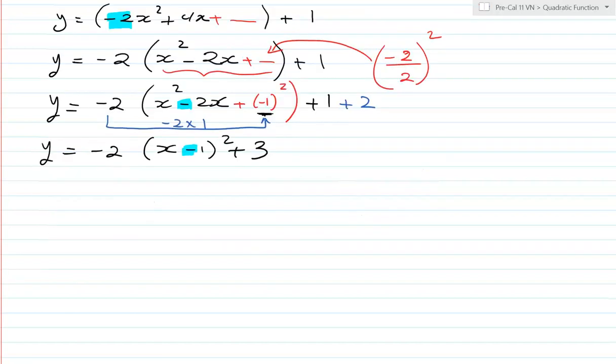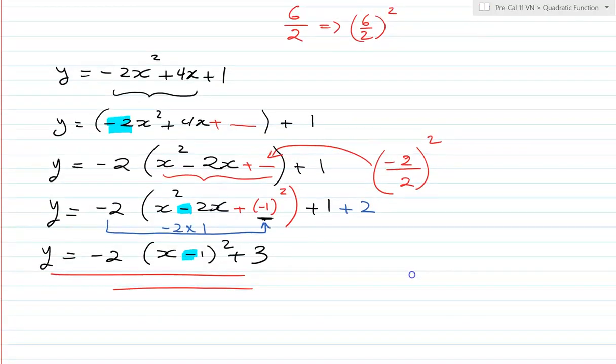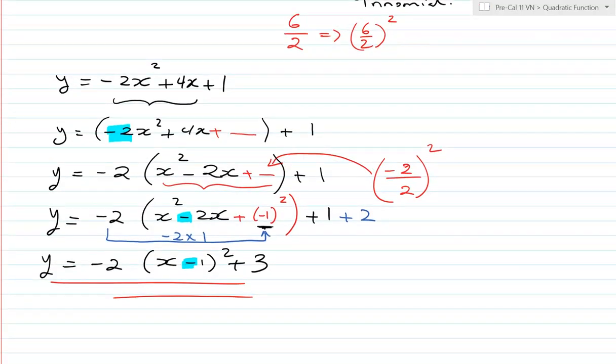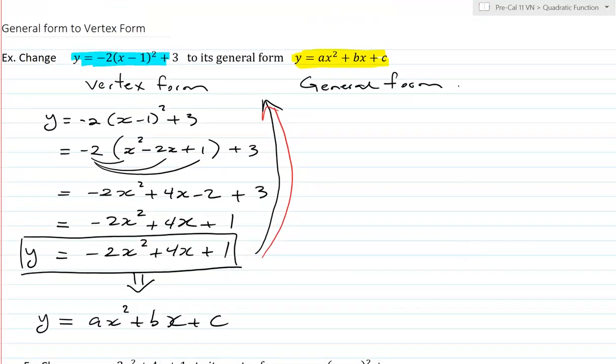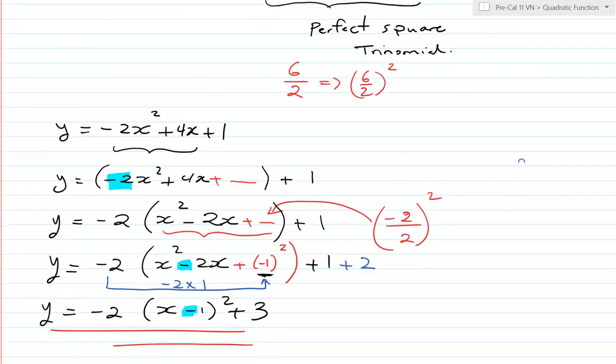Okay, now let's see if we did it correctly. All right, let's go back up. This is minus 2, x minus 1 all squared plus 3. All right, here it is, minus 2, x minus 1 all squared plus 3. That's exactly what it was, the original.